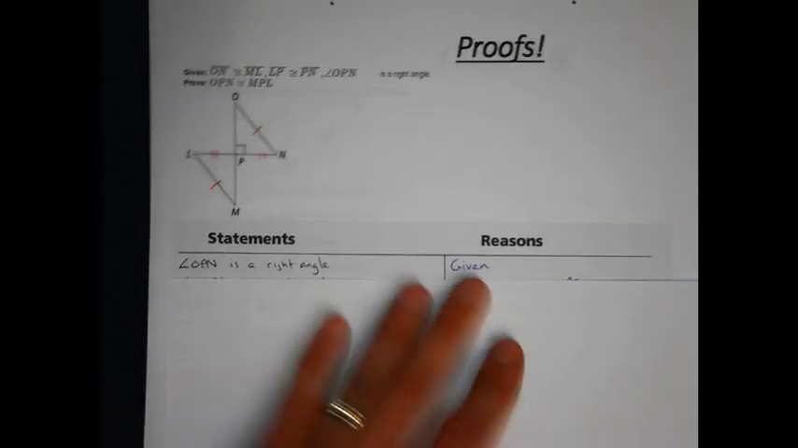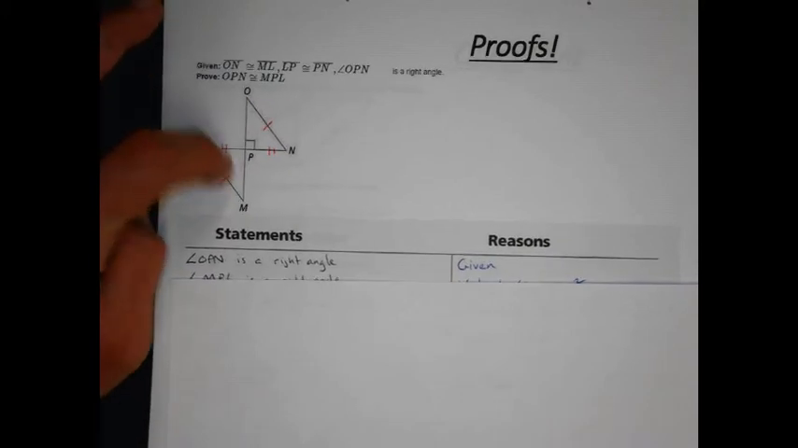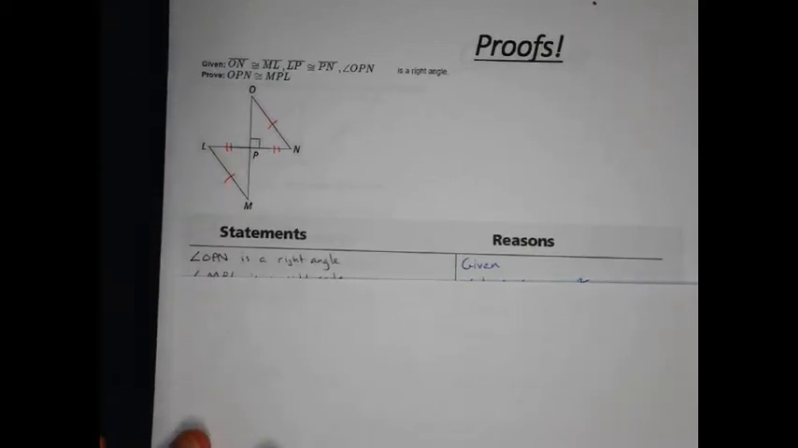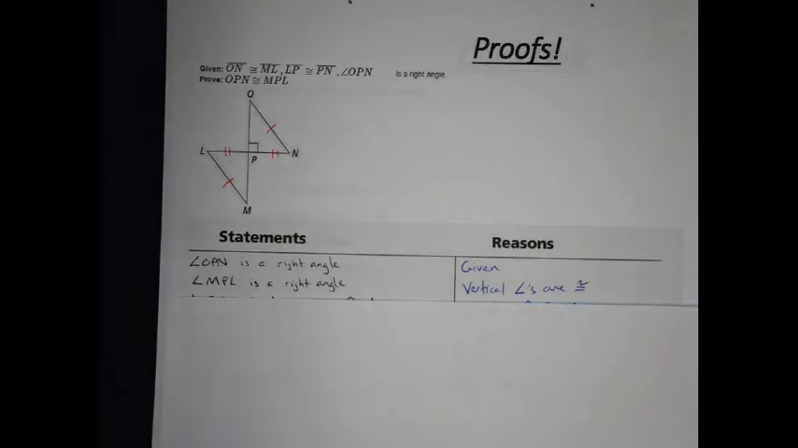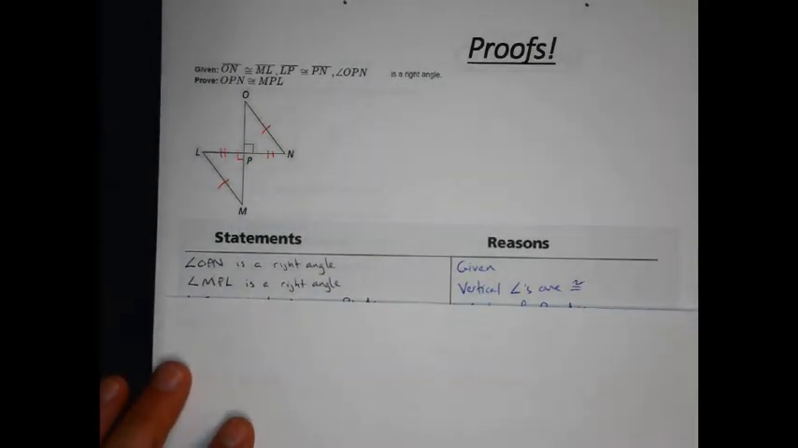The first thing that's given is angle OPN is a right angle. Given. Well, we know that's a right triangle, right? But what about this triangle? We don't know anything about triangle MPL. So let me talk about that angle MPL. I'm going to go ahead and say that angle MPL is a right angle. How do I know? Vertical angles are congruent. So if that one's a right angle, that one's a right angle. Piece of cake. So now I have my two right angles.